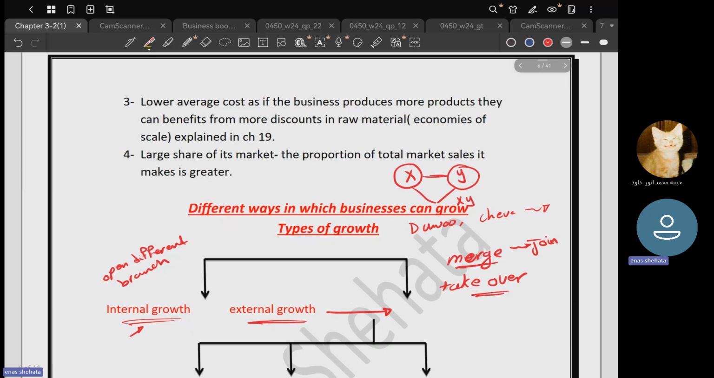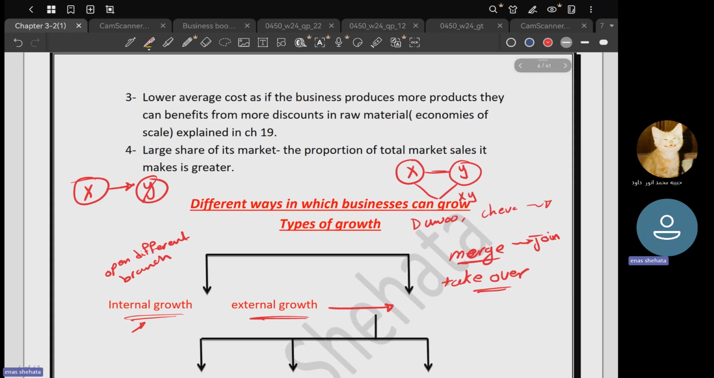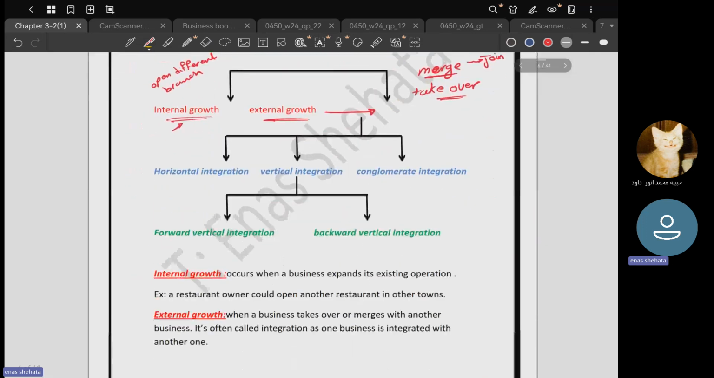Now take over. Business X and business Y, these are the two businesses. Business X will buy business Y, and business Y no longer exists. Business Y will be under the authority and the ownership of business X. So take over means I will buy the business and I will be the owner of the two businesses, and the other one will take the money and leave. But merge, no, we will combine together.